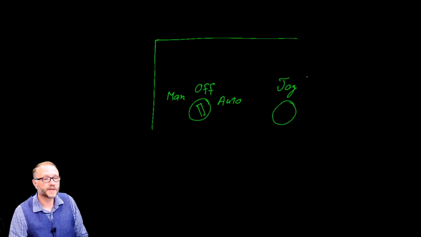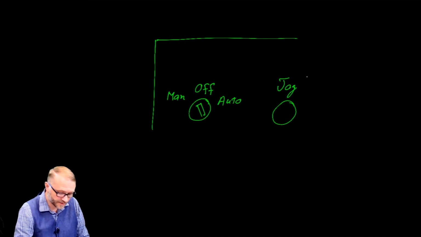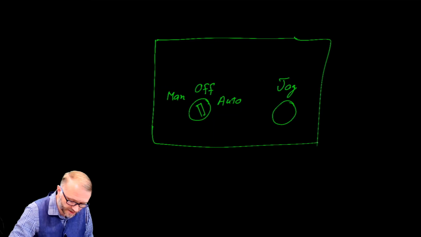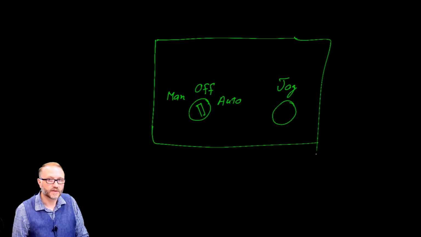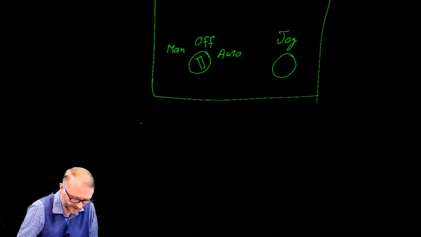And what we are going to do is if we're in off, the system is off. If we're in manual, we can run the pump by pushing the jog button. If we are in full auto, the system will take care of itself and it'll turn the pump on and off as necessary. Let's capture what we know about this system.